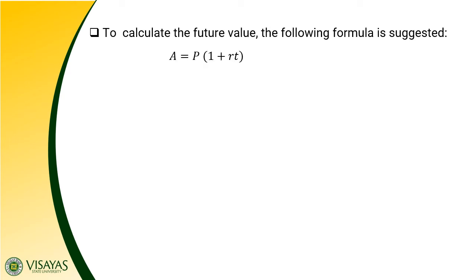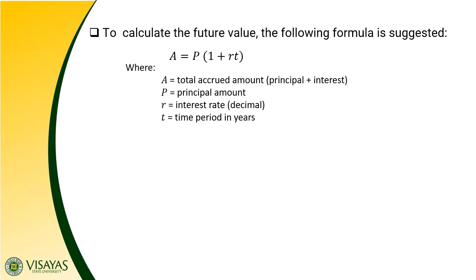And to find the future value, we have here A is equal to P times the quantity of 1 plus R times T, wherein A is the total accrued amount or the principal amount plus the interest. Okay, yung future value, di ba? Yung P, principal amount, yung R, interest rate, in decimal, no? When we are actually solving na using the formula, yung interest rate dapat naka-decimal form siya. And T is time, period, in years.